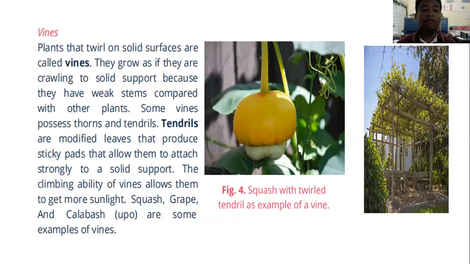Okay, vines. What are vines, another kind of terrestrial plant? Plants that twirl on solid surfaces are called vines. They grow as they crawl onto a solid support because they have weak stems compared with other plants. Some vines possess thorns and tendrils. Tendrils are modified leaves that produce sticky pads that allow them to attach strongly to a solid support. The climbing ability of vines allows them to get more sunlight. Examples are squash, grape, and calabash or upo.